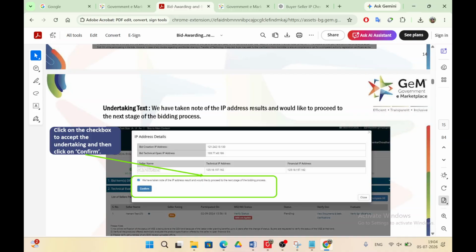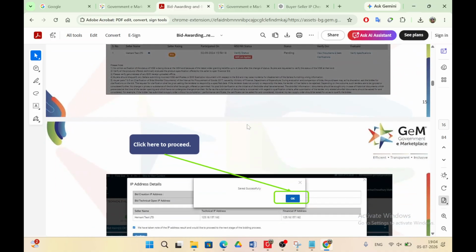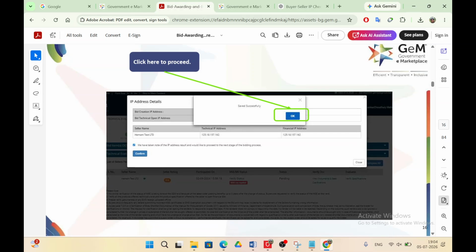So it is being captured at every stage, and buyer and seller should be careful and take note of these captures in the GeM portal. One important thing is that when buyer wants to proceed further, they have to give the undertaking that they have taken note of above IP addresses and would like to proceed to the next stage of bidding process.